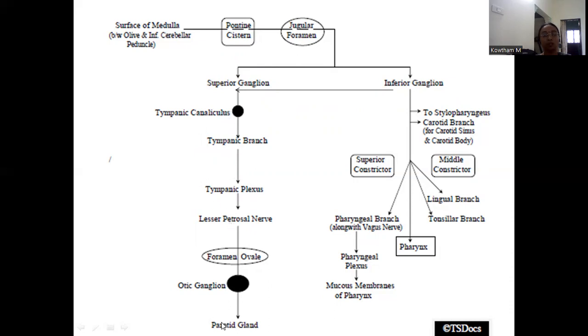Through this, it gives secretomotor supply to the parotid gland. Then other branches are the muscular branch to stylopharyngeus and the carotid branch for the carotid sinus and carotid body. Then it passes between the superior and middle constrictor. It gives the pharyngeal branch, which supplies the mucous membrane of the pharynx and soft palate and fauces. And it gives a lingual branch to the tongue and circumvallate papillae, and a tonsillar branch to the palatine tonsil. So with this, I'll finish this. Thank you.